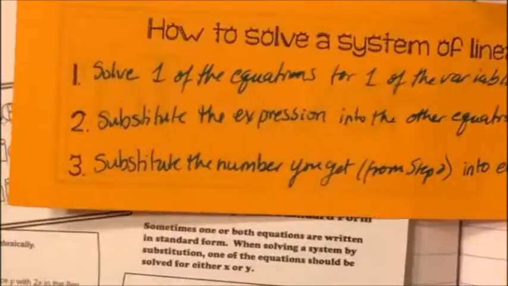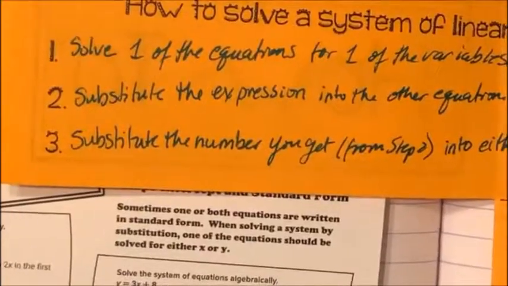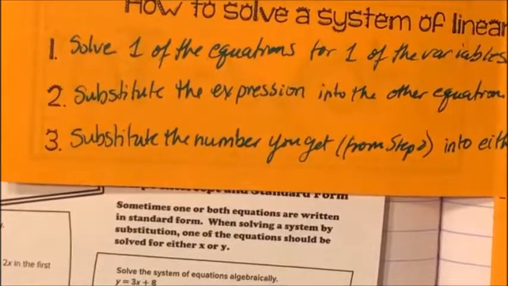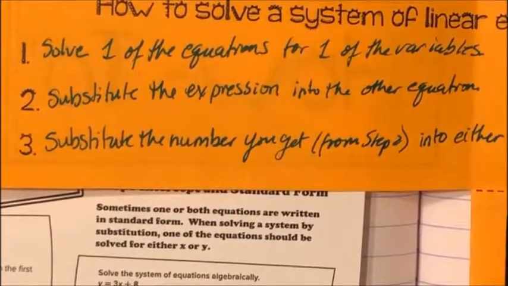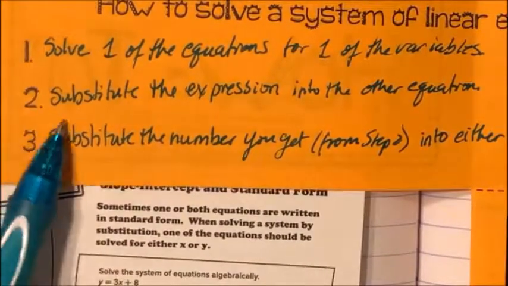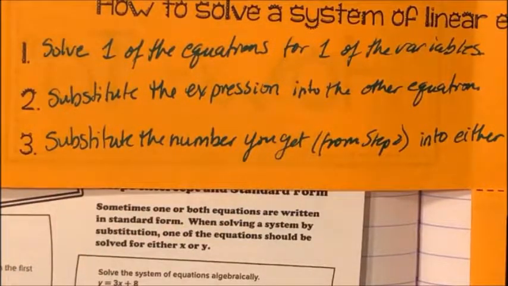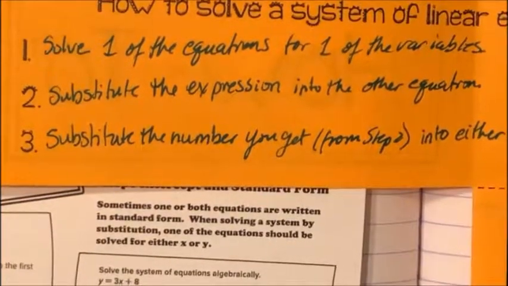So step 1, solve one of the equations for one of the variables. Step 2, substitute the expression into the other equation. So whatever you got from step 1, substitute it into the other equation. And step 3 is substitute the number you got during step 2 into either of the original equations.